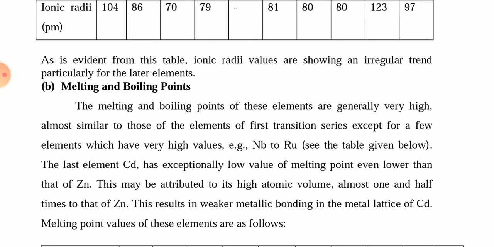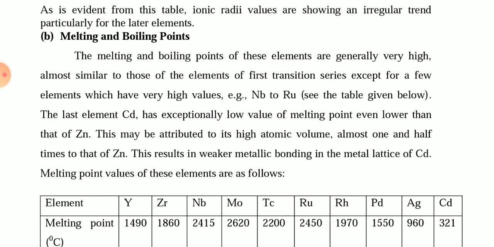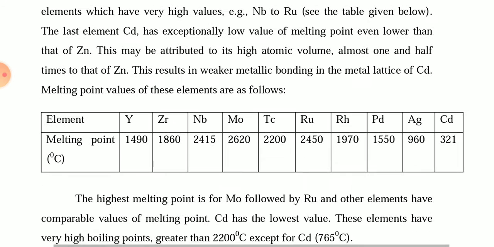So the next is melting point and boiling point. The melting points and boiling points of these elements are generally very high, almost similar to those of the elements of the first transition series, except a few elements which have very high values, like Nb and Ru. The last element cadmium has an appreciably low value for the melting point, even lower than Zn. This may be attributed to its high atomic volume, almost 1.5 times that of Zn. Okay, so here you can see the melting point.